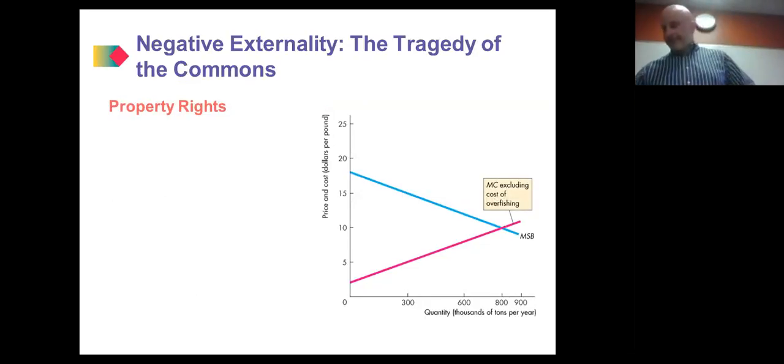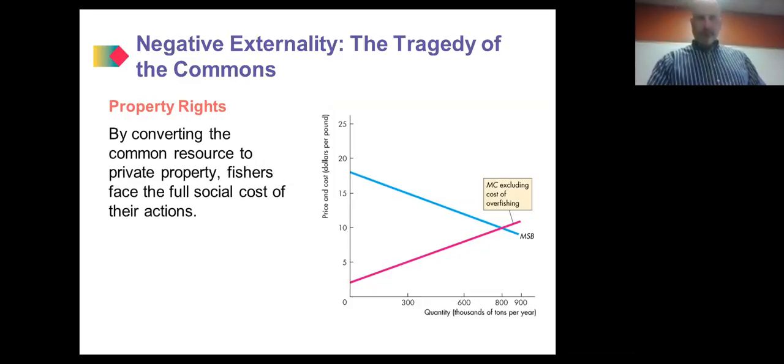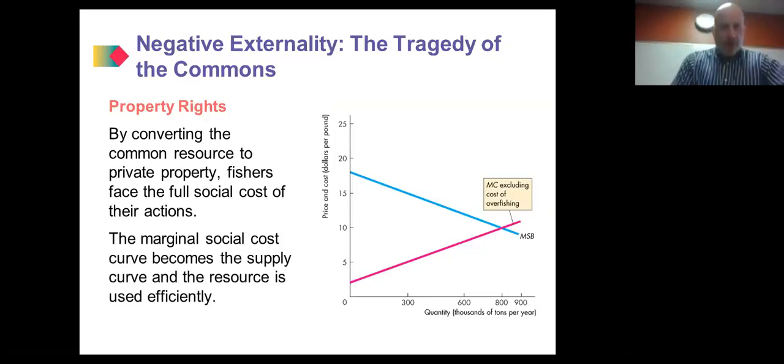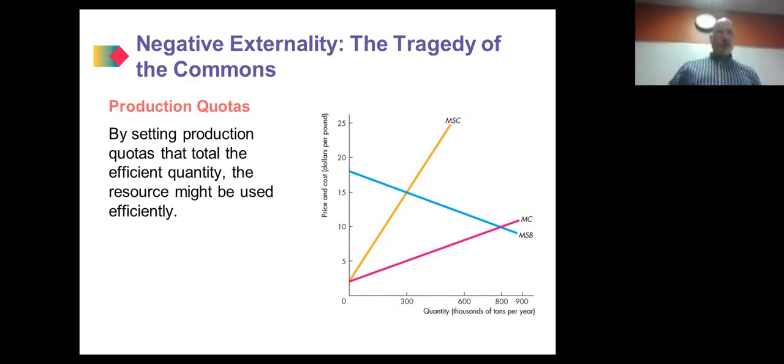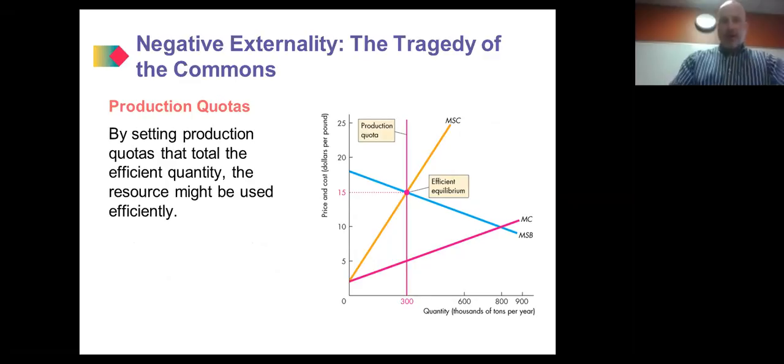And property rights. If we could convert the common resources to private property, fishers face the full social cost of their actions. The marginal social cost curve would also become the supply curve, and the resource would be used efficiently. But when I set a production quota, the total efficient quantity might be used efficiently. Again, where marginal social cost is equal to marginal social benefit, 300,000 tons per year at a price of $15 per pound, that is where we are efficient.